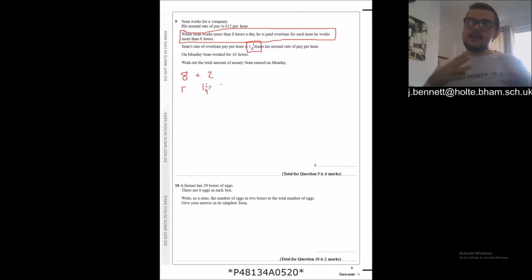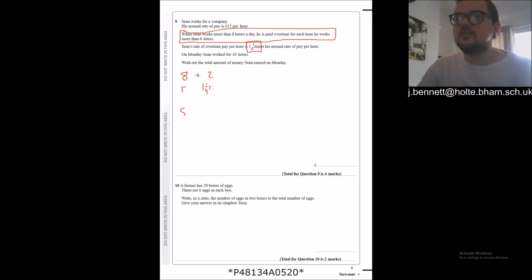He works 8 hours for regular pay, and anything over 8 hours he's paid overtime pay. He works 2 hours of overtime because he works 10 hours. 10 minus 8 is 2, so he works 2 hours above the 8 hours he gets regular pay for. So for the 2 hours, he gets paid 1.25 times his normal rate of pay. His normal rate of pay is £12 an hour.